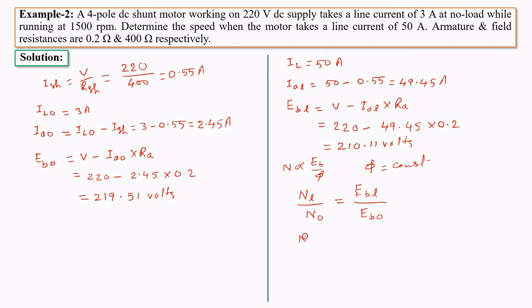Now the value of speed at loaded condition will be EBL into NO upon EPO. So back EMF at loaded condition, that is 210.11, upon back EMF at no load condition, that is 219.51, and the speed of the machine at no load condition is given as 1500 rpm. Therefore, after solving, we'll get the speed of the motor at loaded condition as 1436 rpm. So this is the answer.